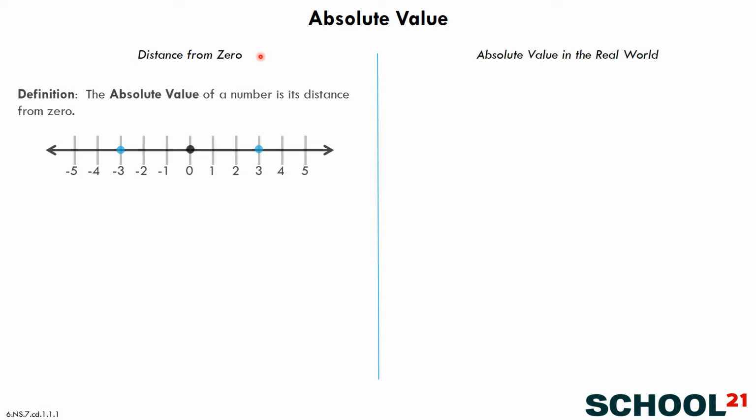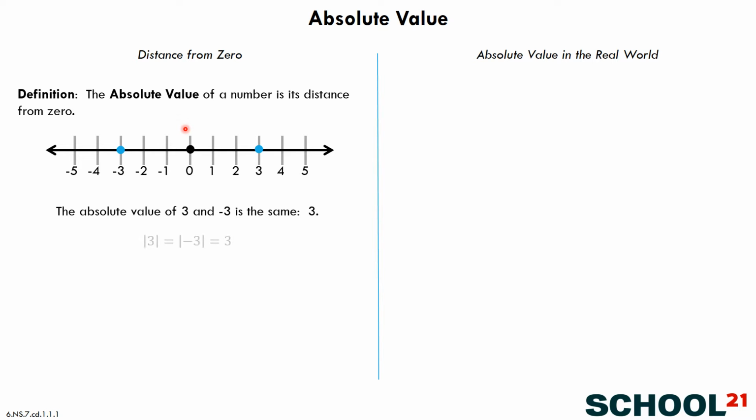So let's look at a number line here, and let's put 2 points here. One is 3, and one is -3. How far is 3 from 0? 3. Yeah. How far is -3 from 0? 3. Yeah. So the absolute value of 3 and -3 is the same.